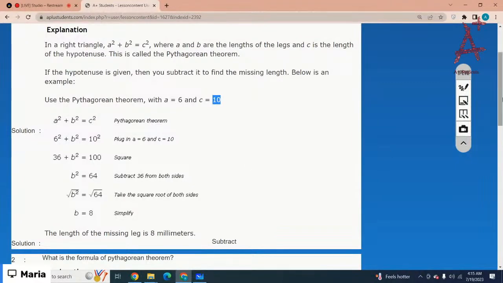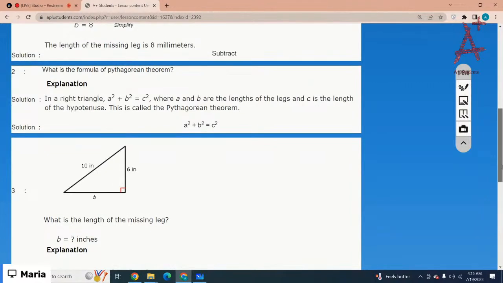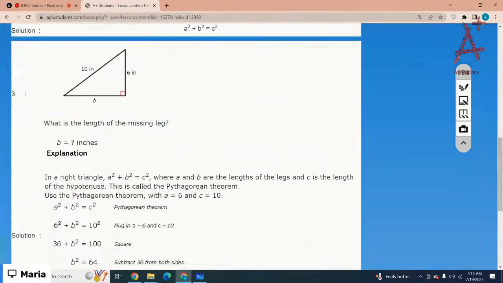Okay, let's see another example. What is the formula of the Pythagorean theorem? It is a square plus b square equals c square. A and b are the lengths of the legs and c is the hypotenuse. Okay, let's look at this example. You are given the hypotenuse, that is 10, and one of the legs, that is 6. You have to find the other one. Let's do it on the board.